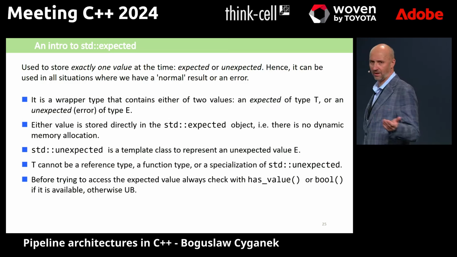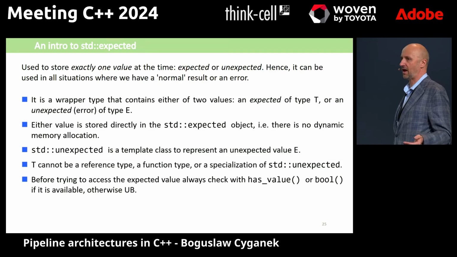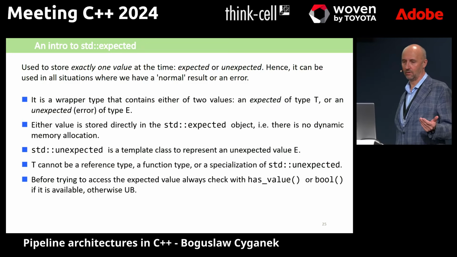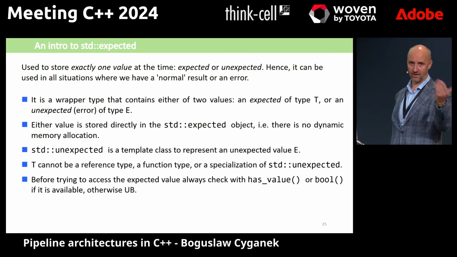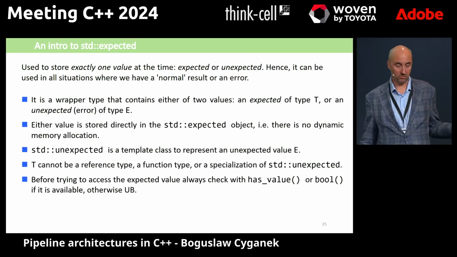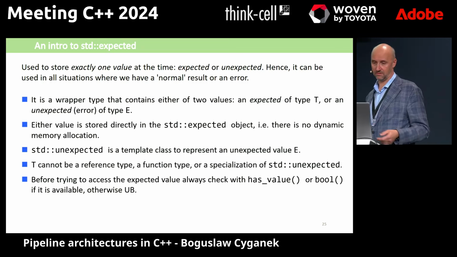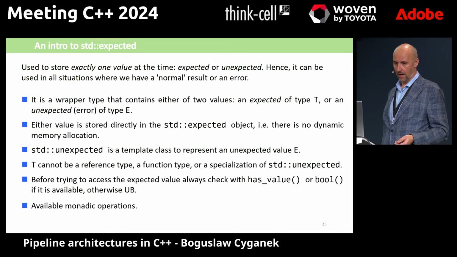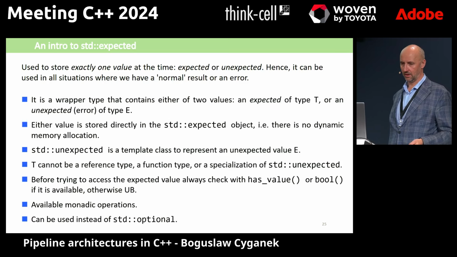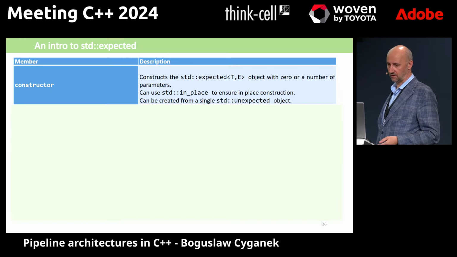Because otherwise, if the expected holds an object, it behaves like a pointer. So you can dereference the expected and get a value. But if you fail, you have an error and dereference it, then you have UB, which is even worse than having thrown something. Maybe for performance reasons, they left this implementation with UB. There are also monadic operations, which is a separate thing. We'll come to this in a separate part of my talk. And it can be used instead of std::optional.